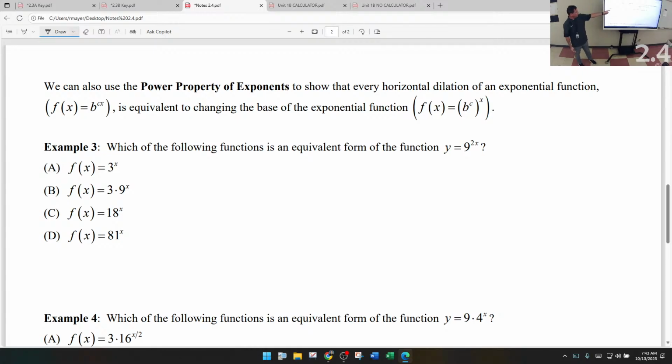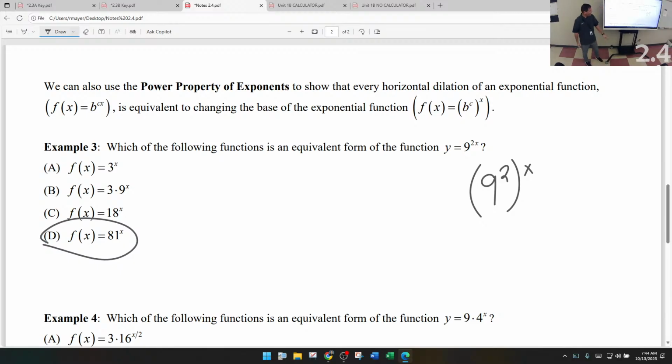So here's the example. Which one of the following functions is equivalent to 9 to the 2x? Well, you need to see that 9 to the 2x is the same thing as 9 to the 2, to the x, because that's a power to a power. 9 to the 2 is the same thing as 81, so you can make that 81 to the x. So 81 to the x has to be d.